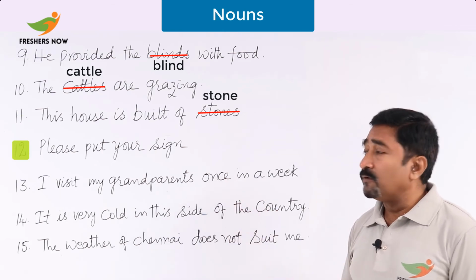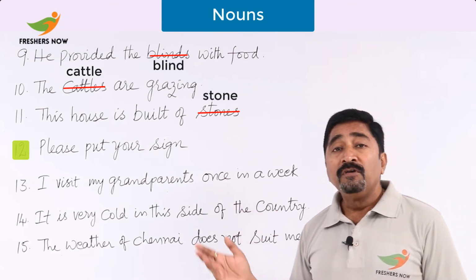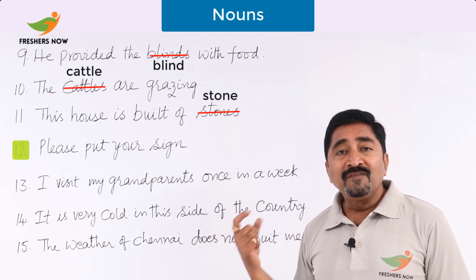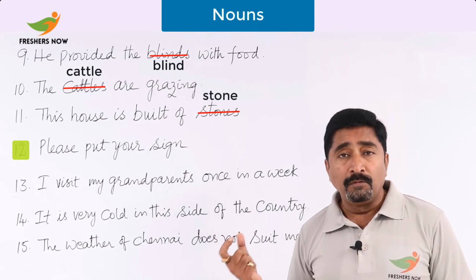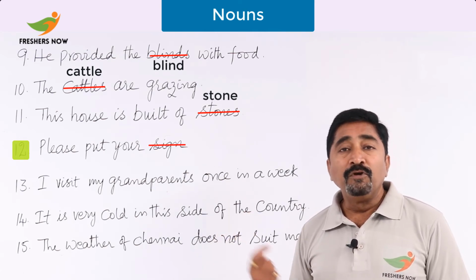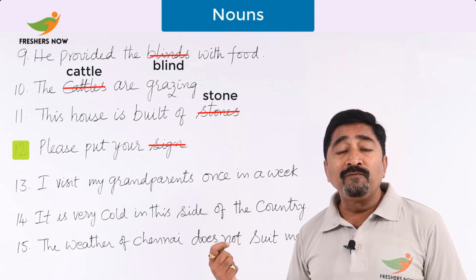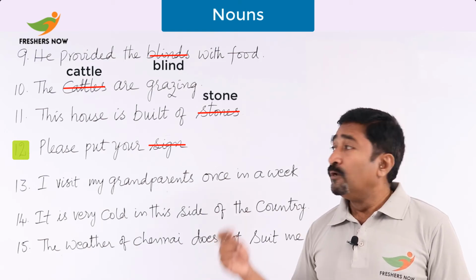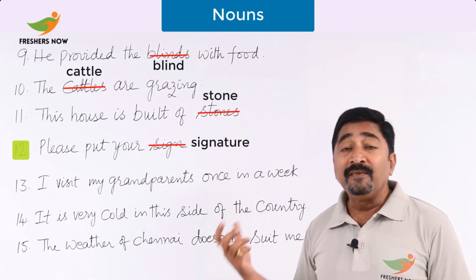Now let's see the next one. Please put your sign. Here sign is a verb. So you're asked to use the noun form of that, that is, please put your signature.